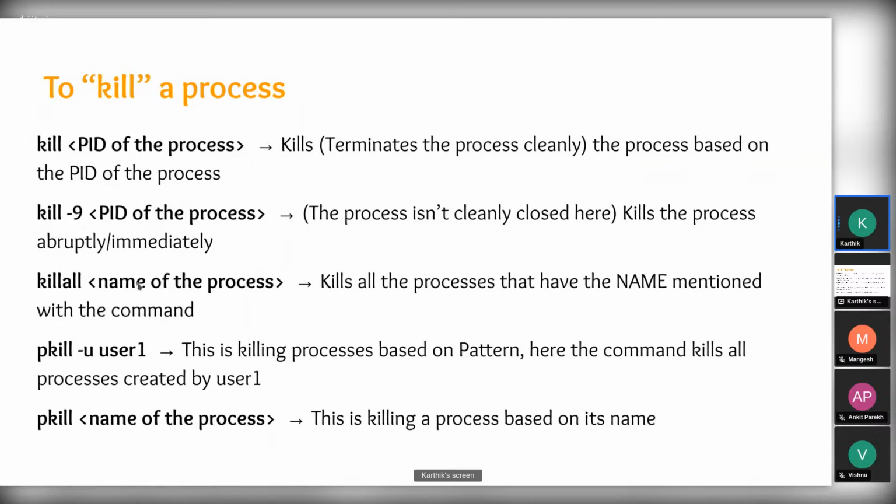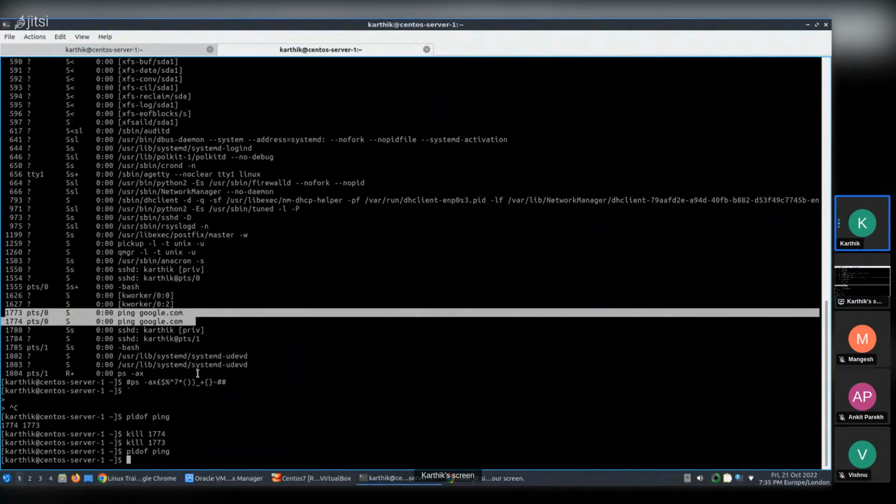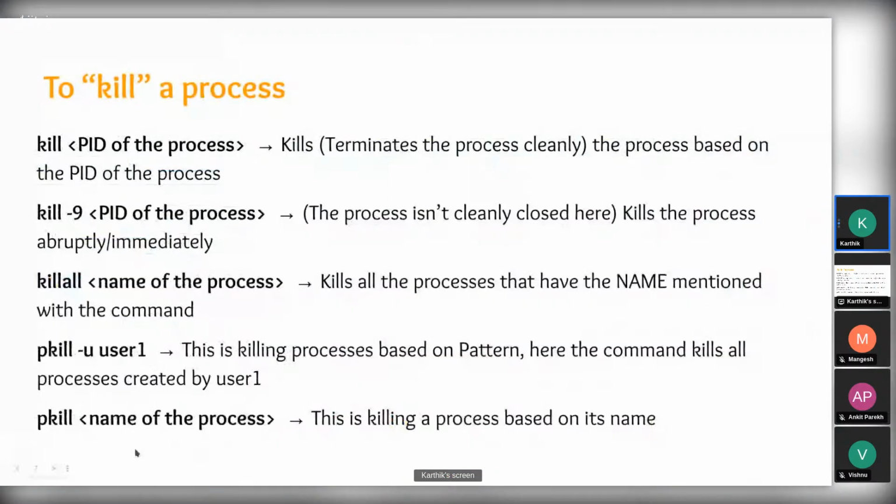killall and the name of the process. For example, for the ping command, there are two instances of running processes. I executed it twice, so there are two processes basically. Instead of killing by taking the different process IDs, I can directly kill them using this command, killall, and you can give the process name. That will kill all the processes associated with that particular process name.